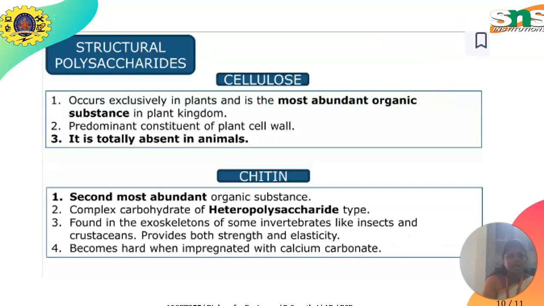Structural polysaccharides are cellulose and chitin. Cellulose occurs exclusively in plants and is the most abundant organic substance in the plant kingdom, the predominant constituent of the plant cell. It is totally absent in animals. Chitin is the second most abundant organic substance, a complex carbohydrate found in the exoskeleton of some invertebrates like insects. It provides both strength and elasticity, and becomes hard when impregnated with calcium carbonate.